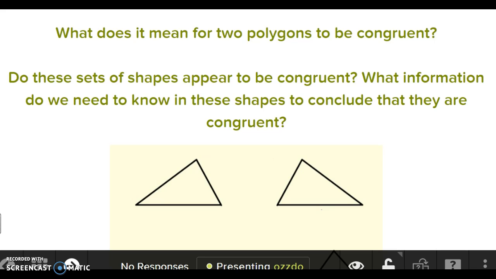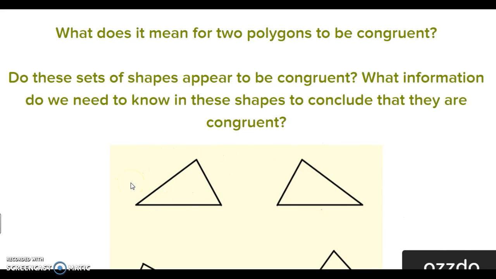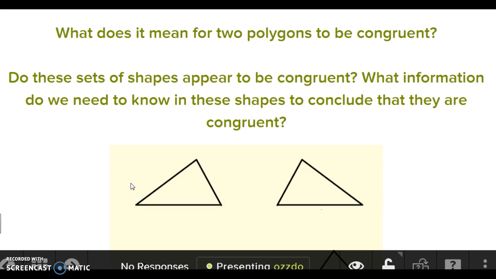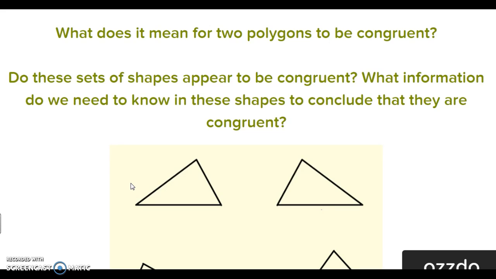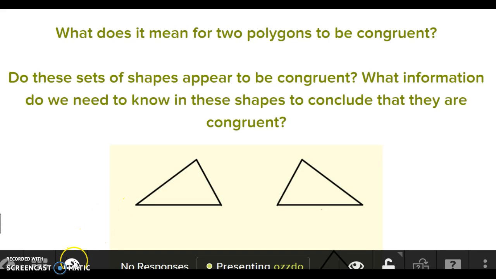So for example, if we only know like 2 sides and an angle, could we determine that these 2 triangles are congruent to one another? If we only know a side and an angle are congruent, could we say the entire shape is congruent or not? So we're going to have a few conjectures today. So make sure you also have your conjecture sheet out.